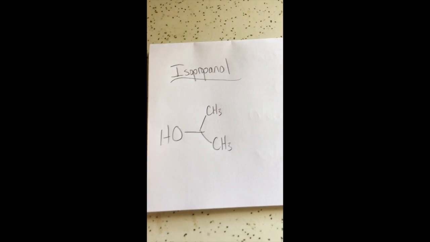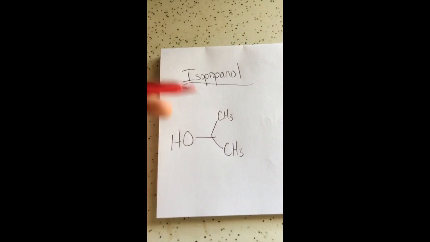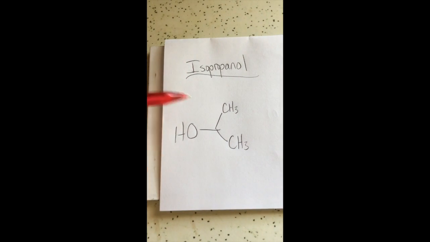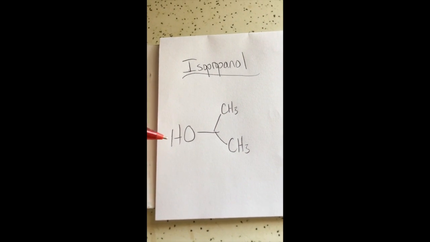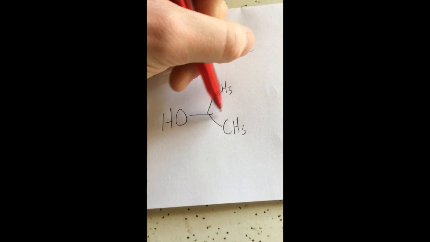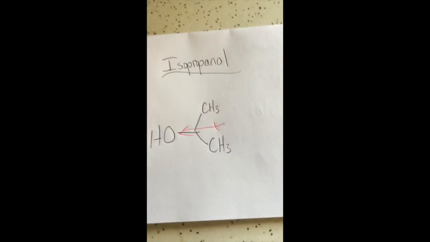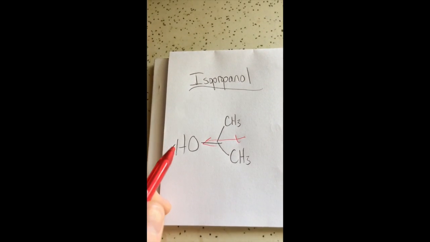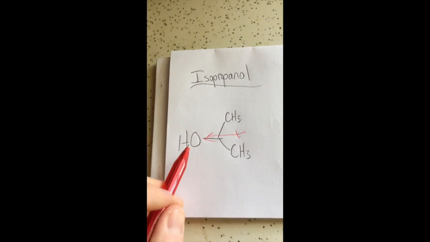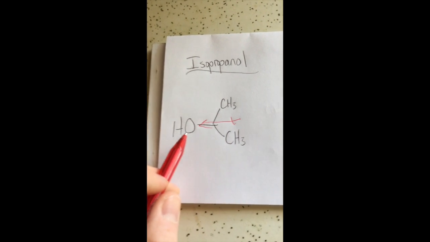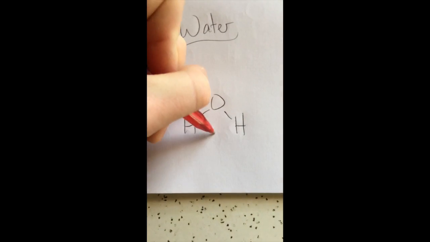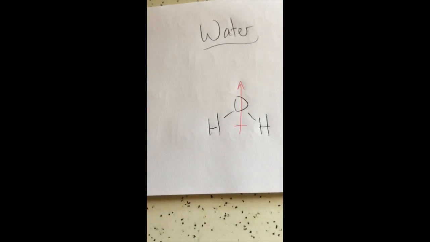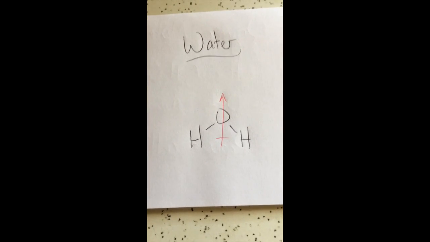So looking at the polarity, isopropanol does have some non-polar parts here with these CH3 components, but it does have this oxygen, so in general it has that polar attribute of the oxygen pulling electrons towards it because it's more electronegative, thus it's a polar molecule. And then water, of course, has that polarity, which we've already seen, of pulling electrons towards it here.